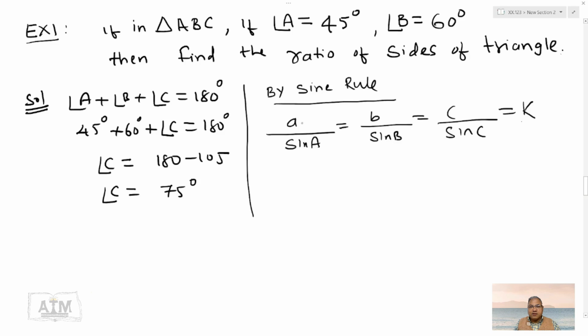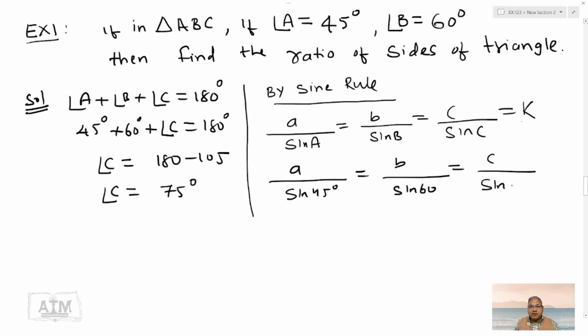Now by the sine rule, a upon sin A equals b upon sin B equals c upon sin C equals k. Therefore, a upon sin 45 degrees, b upon sin 60 degrees, c upon sin 75 degrees, all equal k. We need to find out the ratio of a is to b is to c.